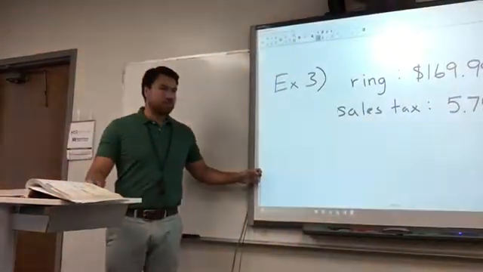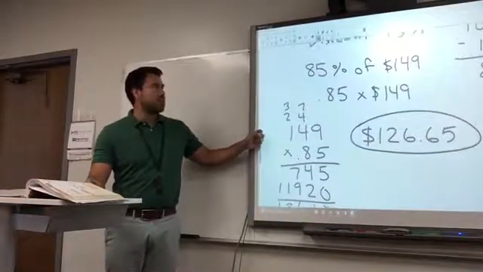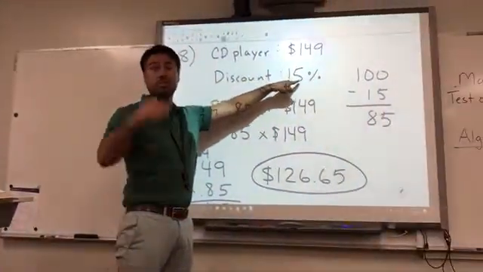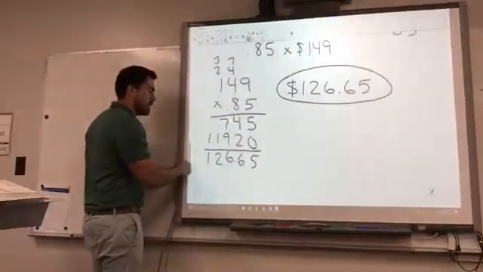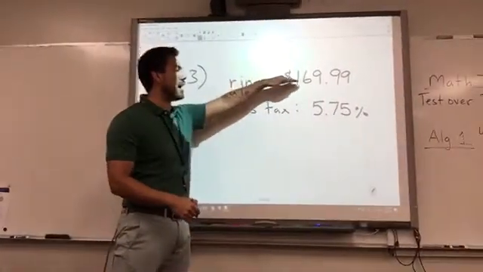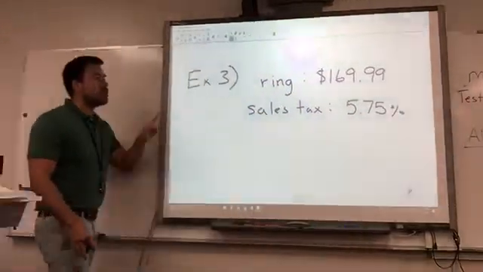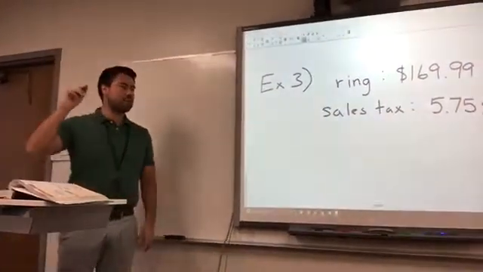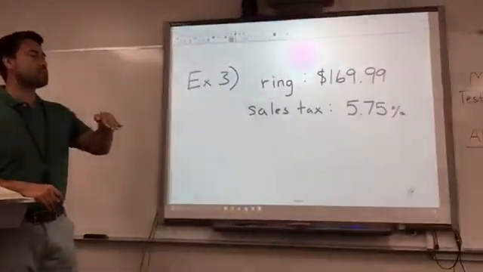The last problem. Let me help you out. We're talking about percentage change. You're like, what does this even have to do with that? Do you guys notice that the percent of change was a decrease of 15% because you had to pay less than what it was worth? What do you think this problem is now? Percent of increase, because it was 100%, and now how much you're adding percentage-wise? 5.75%. So for that ring, because of sales tax, you're paying 105.75% of the ring's cost. Okay, that's a percent increase.